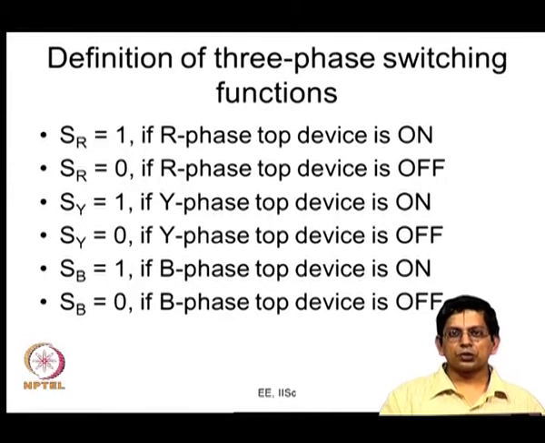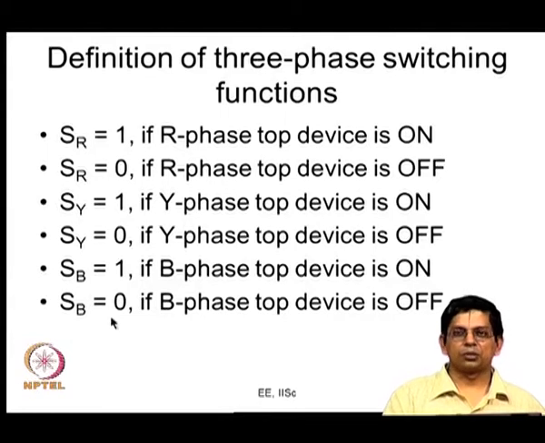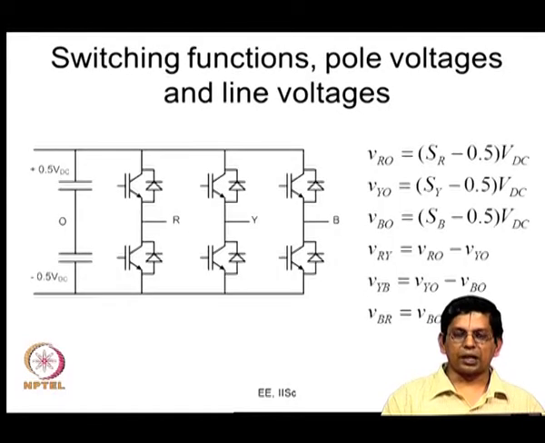The switching function is going to indicate, let us say if SR is equal to 1, SY is equal to 0 and SB is equal to 0, what we mean is SR equals 1 means the R phase top device is on, SY equals 0 means Y phase bottom is on, SB equals 0 means B phase bottom is on. So, this is a way to define the different switches which are actually conducting. So, now you have that here.